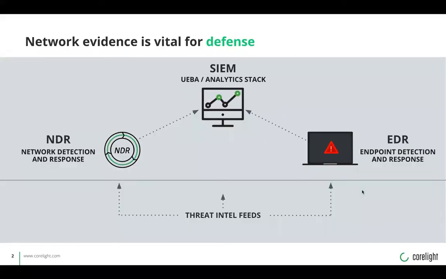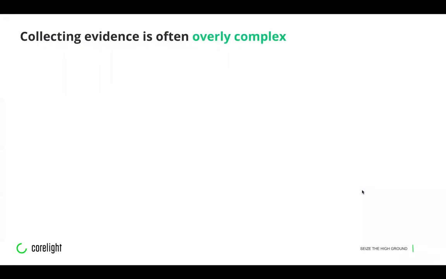As we all know, network evidence is an important piece of what is known these days as the SOC triad, that combination of endpoint data, network data, and threat intelligence that comes into your central SIEM for analytics today. And while this is a very simple message at its core, it's actually much more complex in the real world.